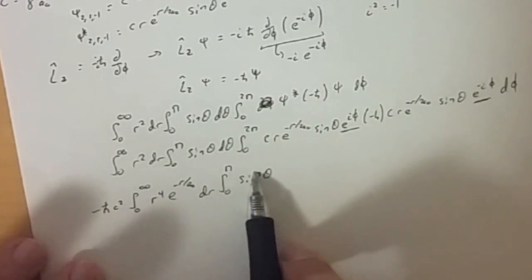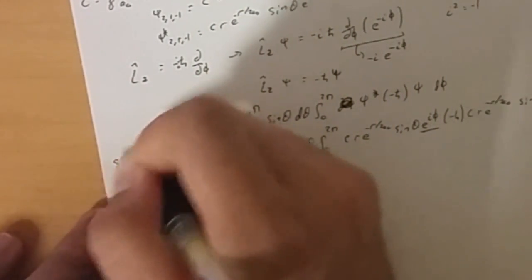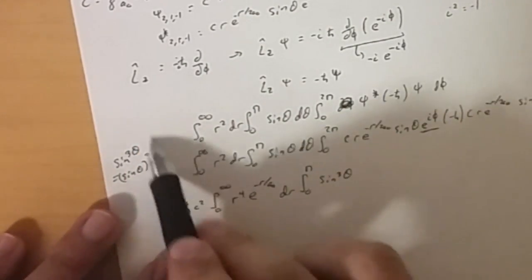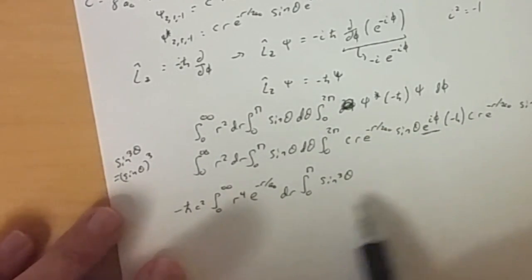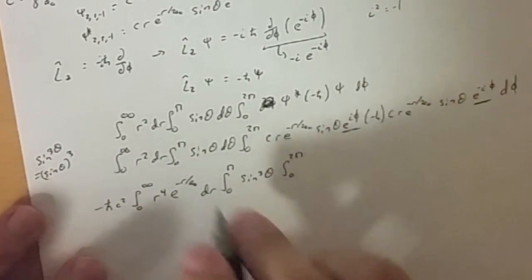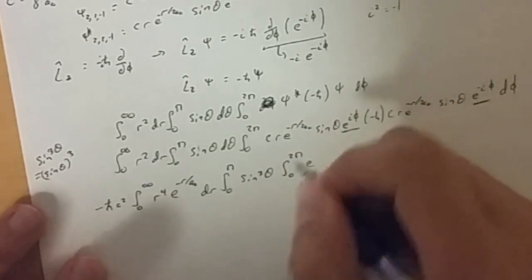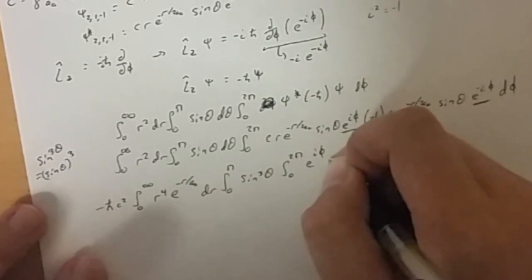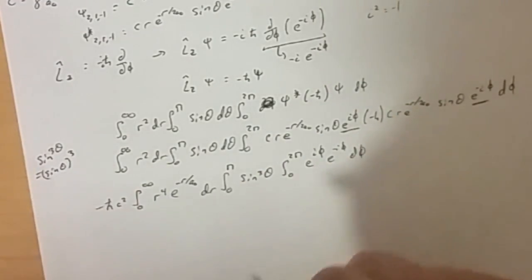If you're unfamiliar with this notation, sine theta cubed is this. Just FYI in case somebody didn't know that. And then we've got this guy of e to the i phi times e to the negative i phi d phi.